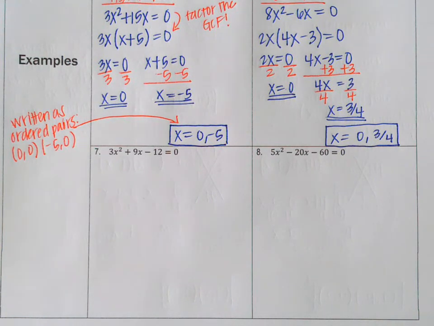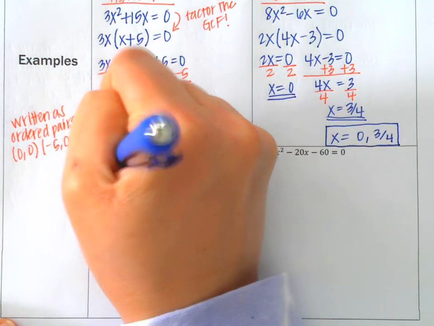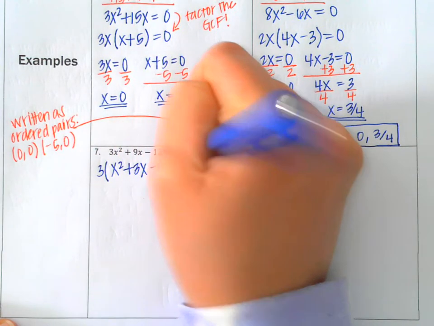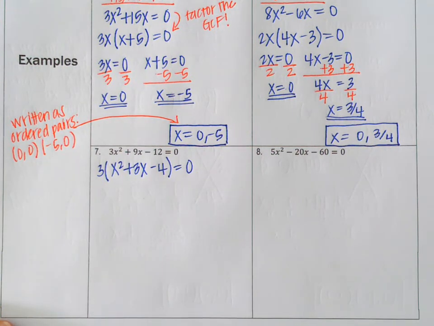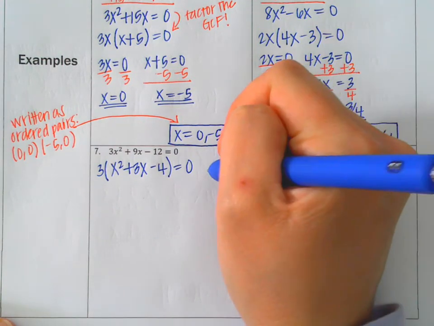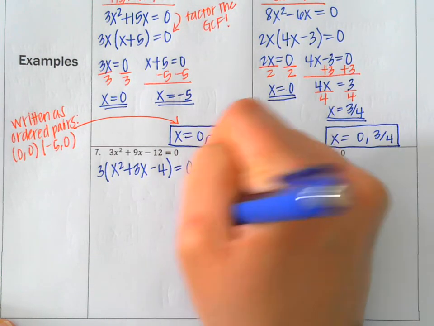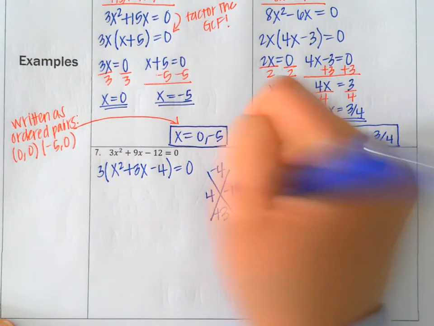Well, they have a 3. We can actually factor out a GCF first to help us here. So if I factor out 3, I'd be left with x squared plus 3x minus 4 equals 0. And now I can factor the inside further, just like I did on 3 and 4. So I'm thinking, okay, what two numbers multiply together to get me negative 4 and add to get me 3? That's going to be positive 4 and negative 1.